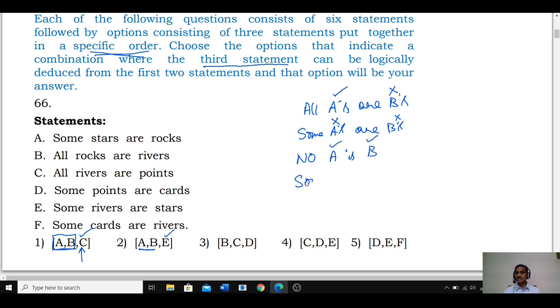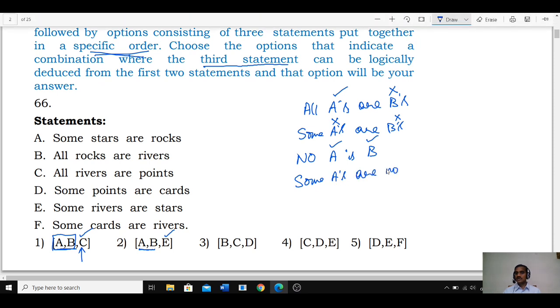And Some A's are not B's. Now in this one, A is cross, B is tick. Just keep this in mind.